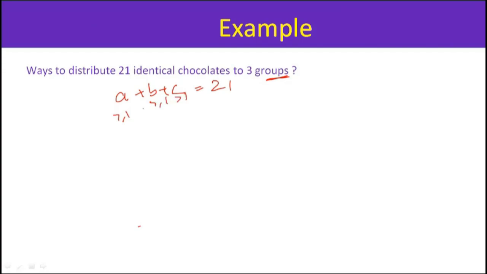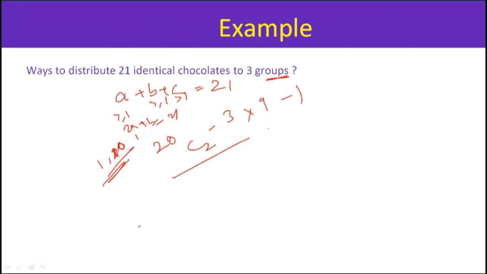So give 1, 1, 1. This is 18 plus 2, 20C2, right? But how much is 20C2? That is ordered. So you will subtract the cases. 3 into 2A plus B is equal to 21. Again, A can be from 1 to 10, total 10 cases, but this will have one case when A is equal to B because everything can be C. So I'll subtract 1. This is minus 3 into 9, minus 1 upon 3 factorial plus 9 plus 1.